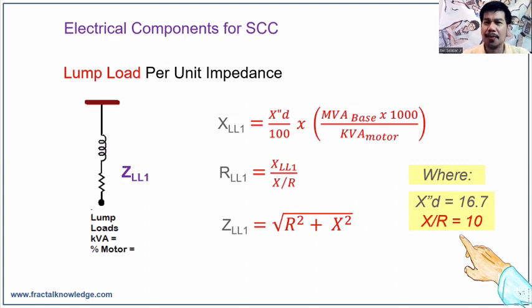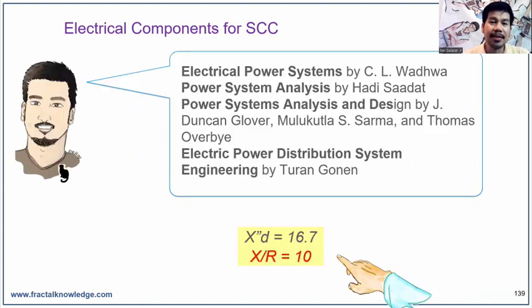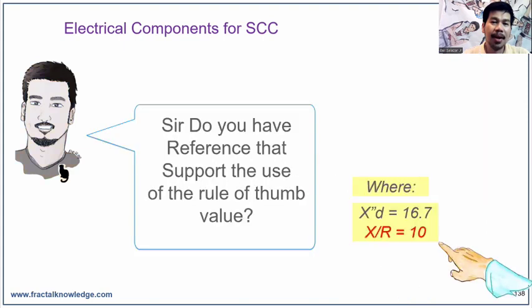So we are computing impedance, okay? An X/R ratio of 10 is considered to be a reasonable estimate for an aggregated motor load as it captures the inductive behavior of the load of the panel while providing a conservative estimate for fault analysis. Sir Bear, do you have a support reference for that? It is okay to use those values for lump loads.